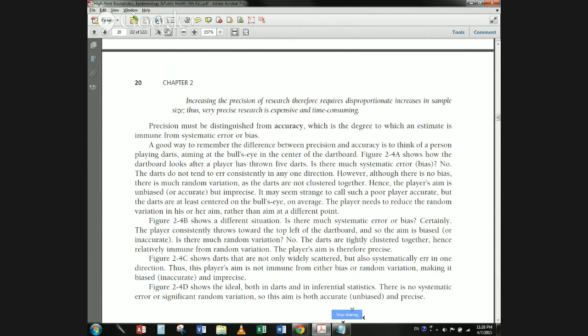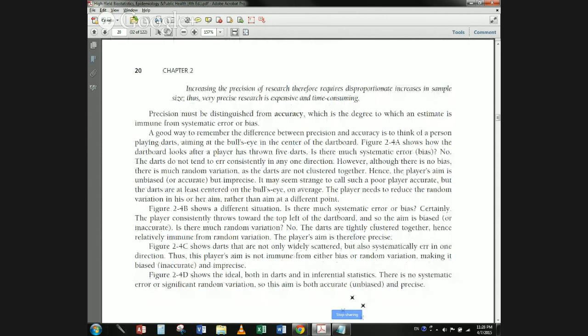Increasing the precision of research therefore requires disproportionate increases in sample size. Thus, very precise research is expensive and time consuming. Precision must be distinguished from accuracy, which is the degree to which an estimate is immune from systematic error or bias. A good way to remember the difference between precision and accuracy is to think of a person playing darts, aiming at the bullseye in the center of a dartboard.